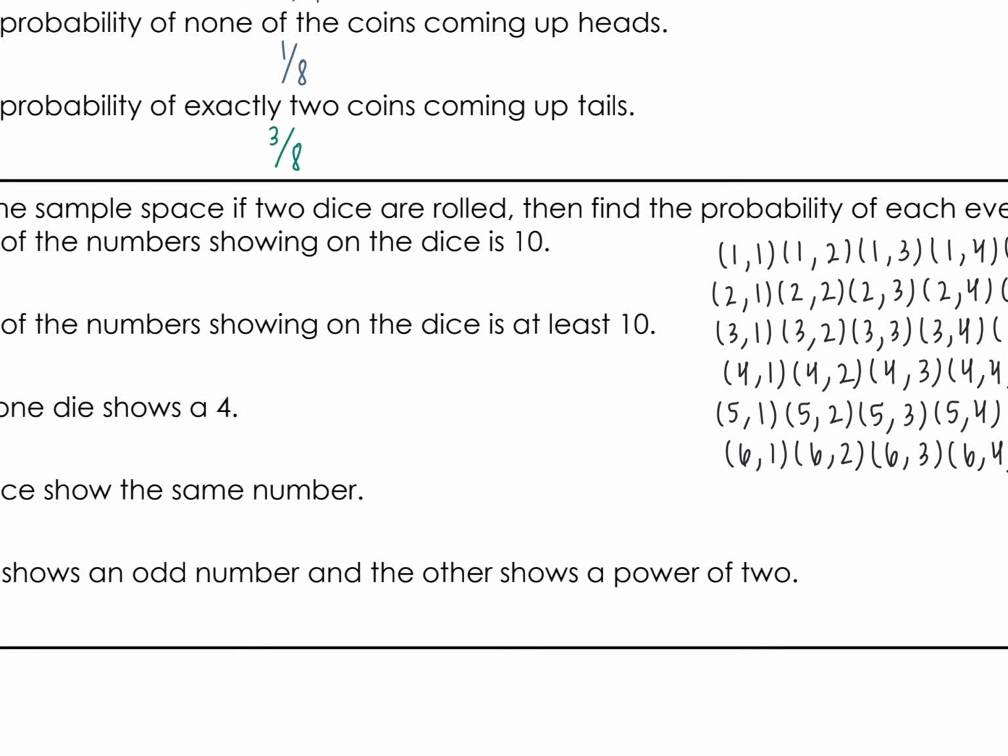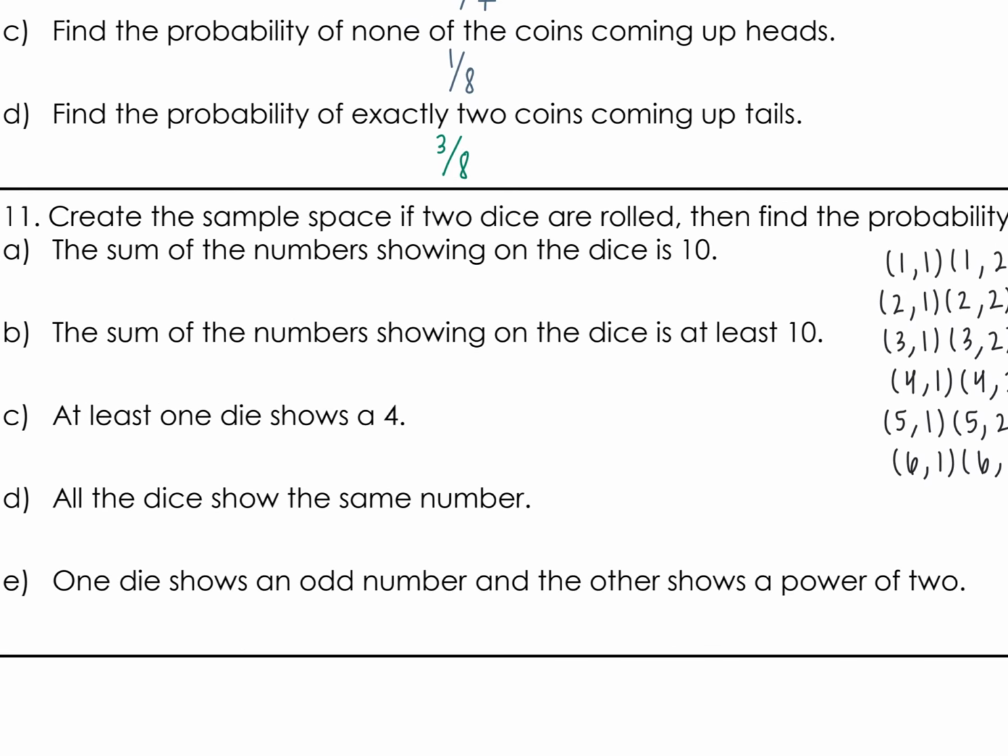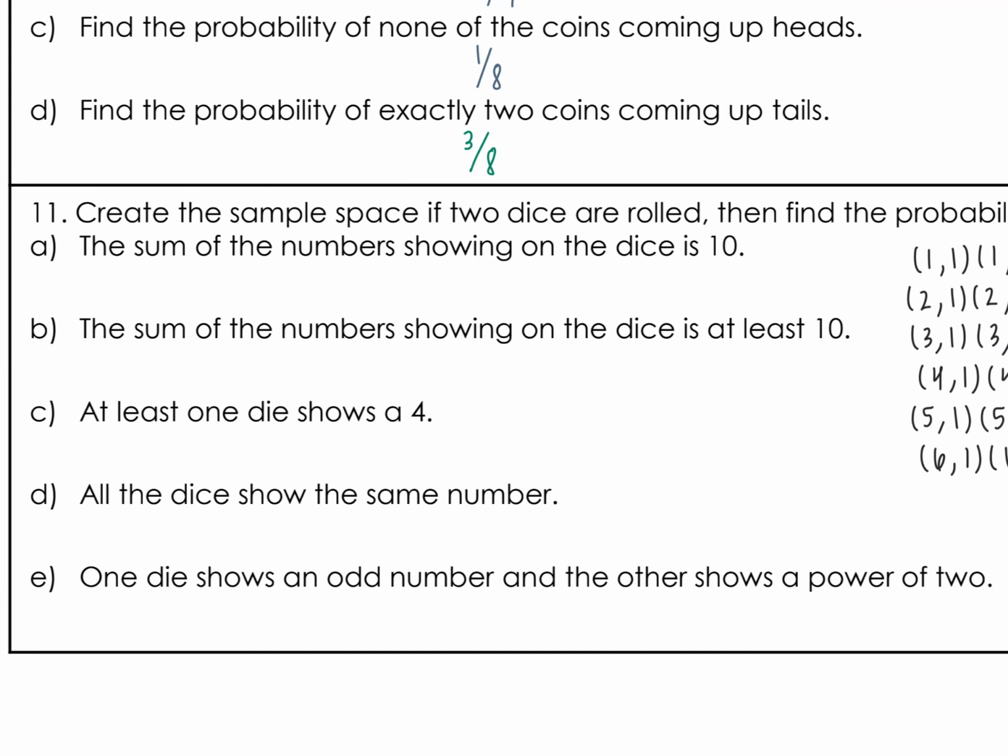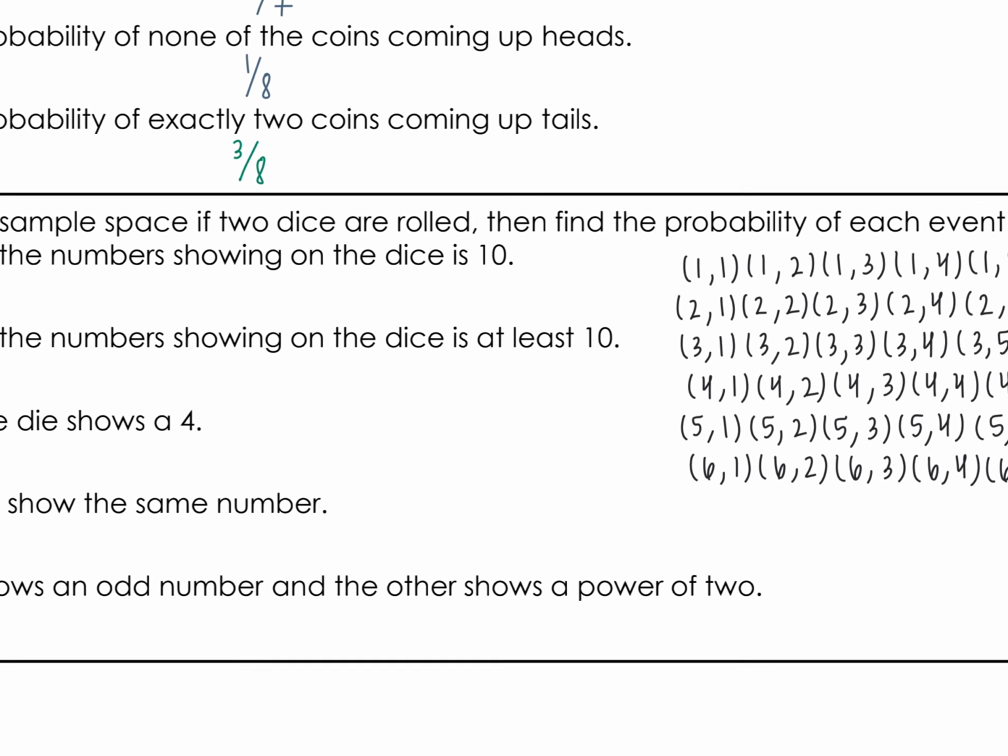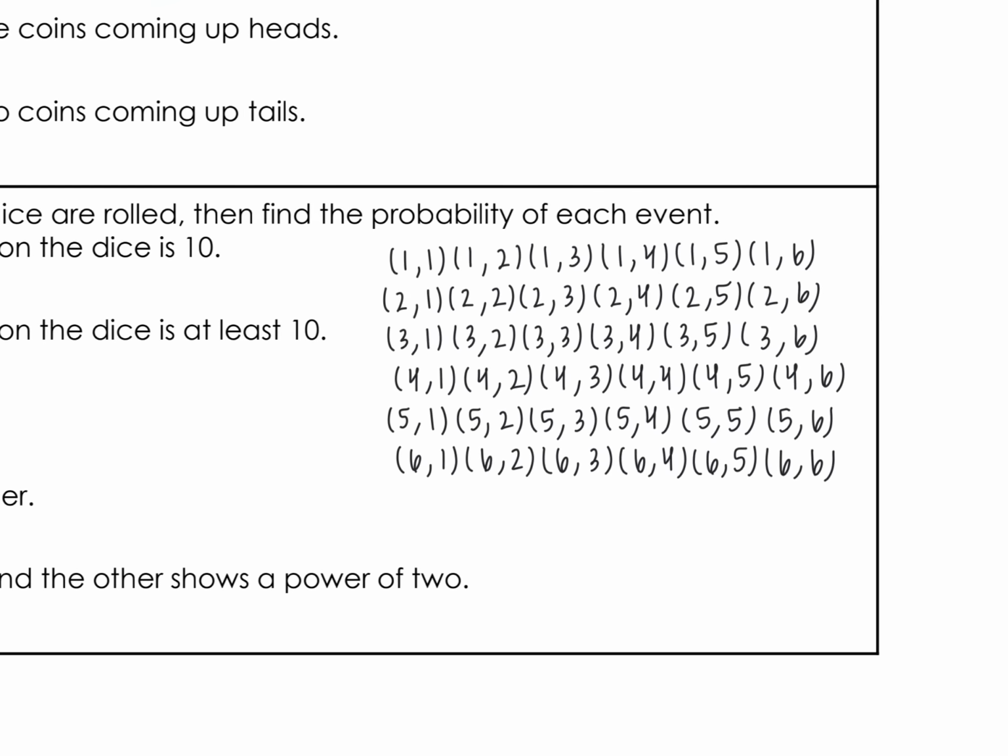Now let's look at what they're asking for. So we have for part A, the sum of the numbers showing on the dice is going to be 10. All right, so we got to look and see where these dice are going to add up to be 10. Well, I can go ahead and ignore all of my 1s, and I can ignore my 2s and all of my 3s, because when I look at the max ones, I'm only going to get 9, 8, and 7.